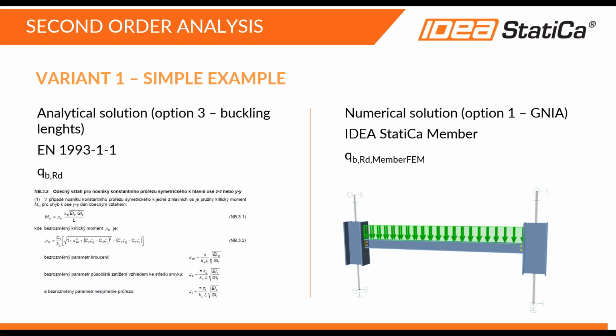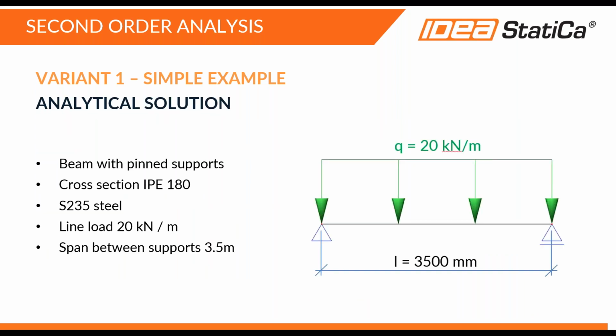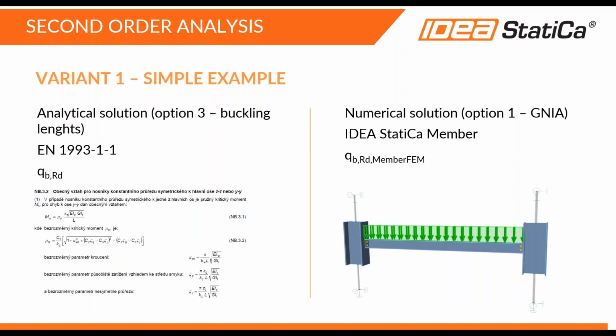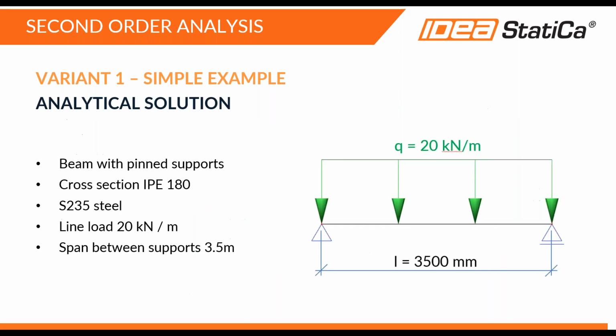Right, and we will be comparing this QBRD value. That's the capacity of the beam against the linear load. The linear load design value is 20 kilonewton per meter.